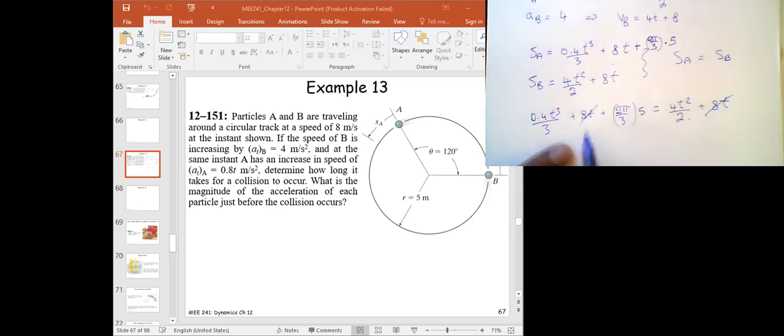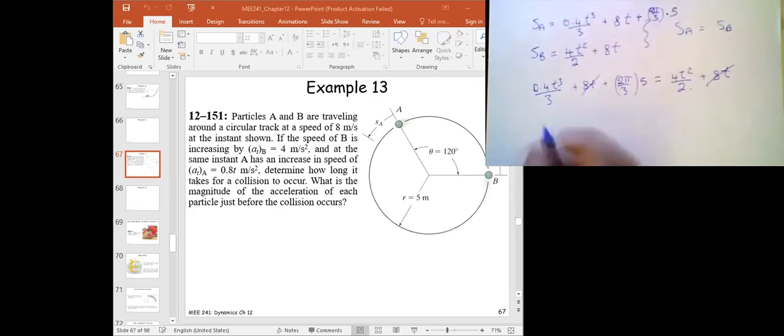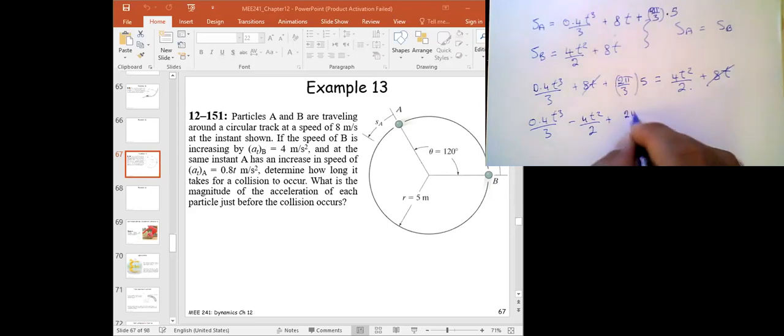That's fine, continue. So 80 and then 80 will cancel out, right? I'm just going to bring this over here. So I'm going to end up with 0.4 t cubed over 3 minus 4 t squared over 2 plus 1 over 3 is equal to 0. Okay, guys, make sure you don't open your mic if you're not talking. Make sure you stay muted unless you have to talk.